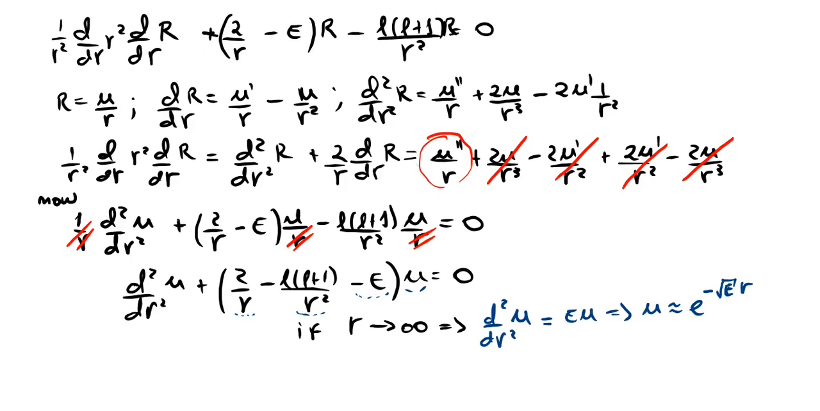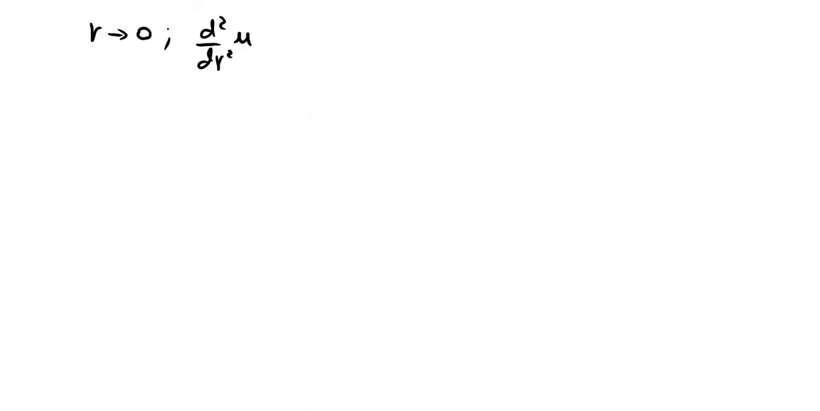Now let's see what happens if r goes to 0. In that case, what we have is d squared dr squared u, and on the other side there will be other two terms that will be more relevant. For example, this term here is going to be the one that is more relevant compared to the other ones, right? Because it has r squared in the bottom. So this is going to be the largest term between these three. Then L plus 1 u, right?